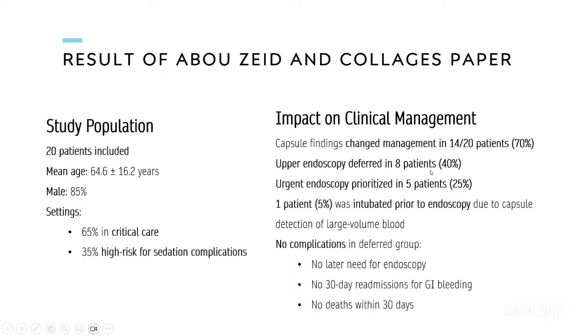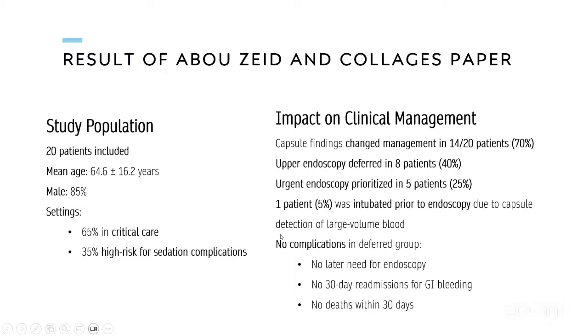8 patients, or 40%, deferred the upper endoscopy because the capsule showed that there was no blood, while 25%, or 5 patients, had endoscopy prioritized because the capsule detected blood. 1 patient was intubated prior to endoscopy due to capsule detection of large volume blood.